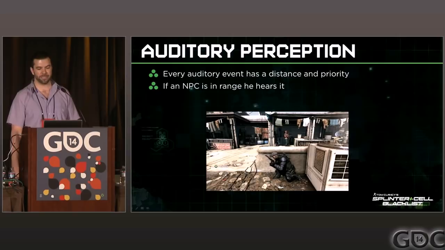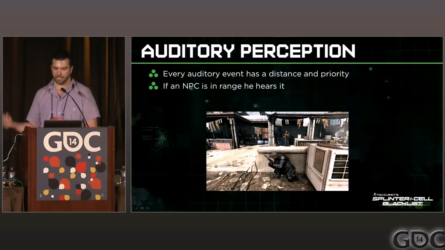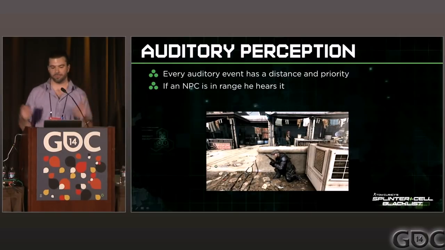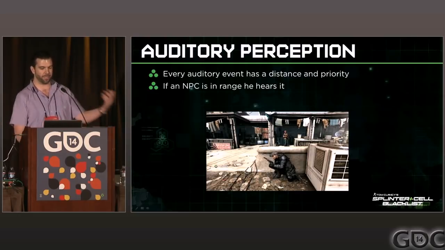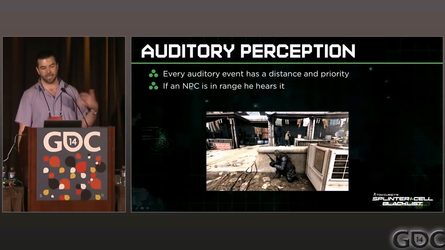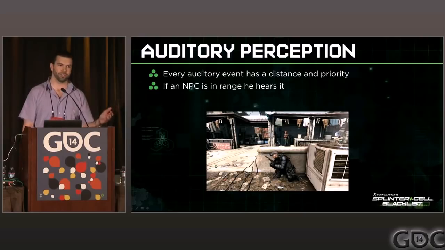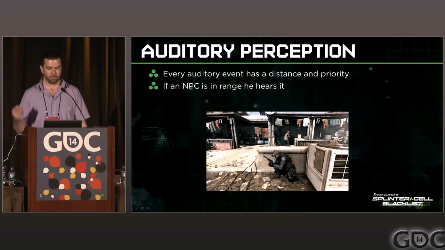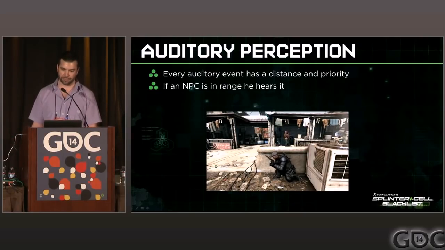So the third type of perception is auditory. In general, it's pretty simple, right? Every audio event has a distance and a priority. If an NPC is in range of that event, then he'll hear it, and he'll react differently based on the event, based on who else is in range, his current state, etc. We actually had two major issues with our audio events.